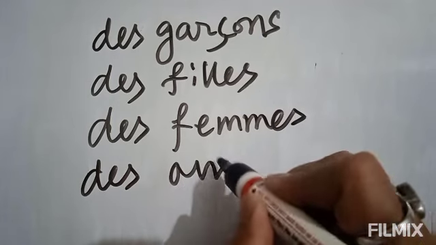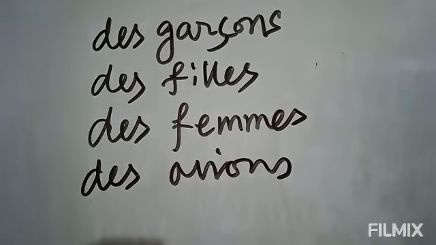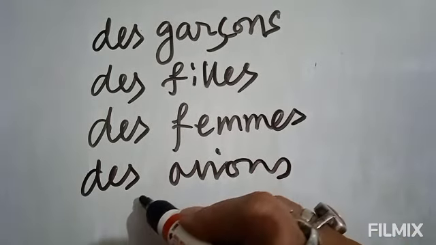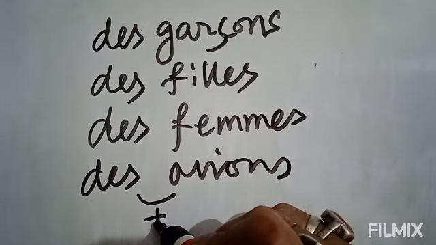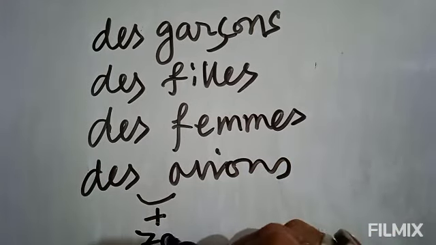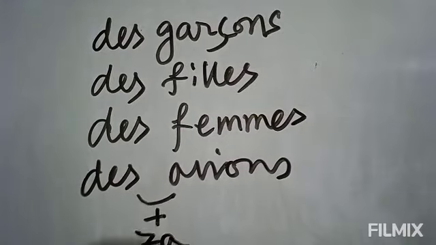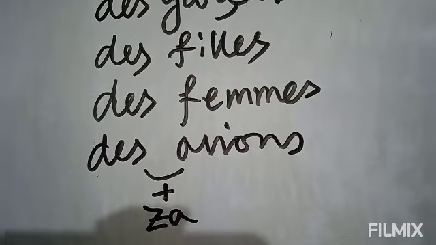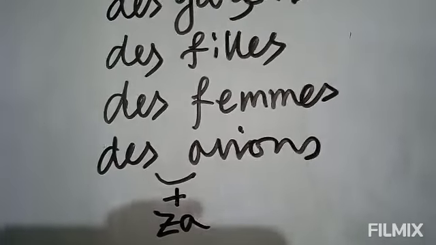Des avions, aeroplanes. In words starting with a vowel, you have to pronounce it after joining, so it will be like a Z pronunciation, za. Pronunciation will be des avions. Be careful regarding this pronunciation. Des avions.